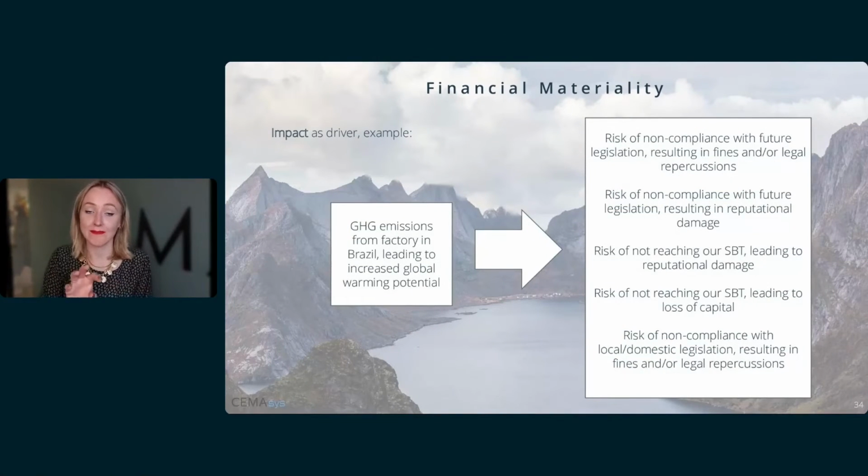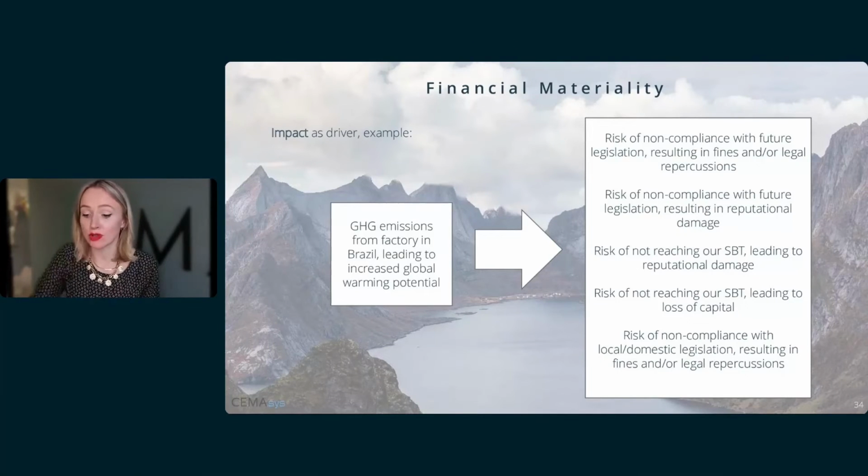An impact as a driver example would be, for example, that you have a factory in Brazil and there are greenhouse gas emissions leading to increased global warming potential. That can be translated into a risk of non-compliance with future legislation resulting in fines and/or legal repercussions, or a risk of non-compliance with future legislation resulting in reputational damage, and so on and so forth. So you can have one driver with many outcomes, essentially the key here.